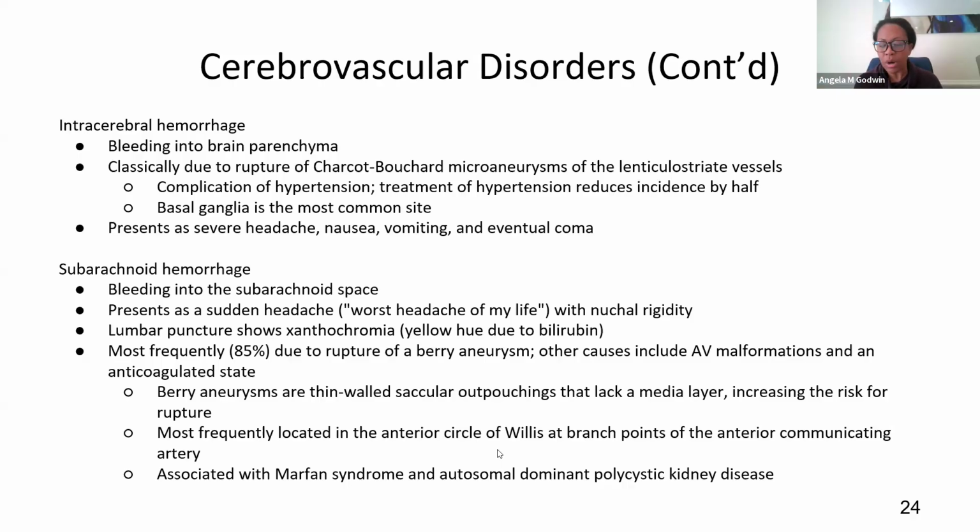It is also associated with Marfan syndrome. I think we talked about this a few weeks ago. People with Marfan syndrome usually have some sort of connective tissue disorder, which makes their connective tissue weaker, so they're more prone to outpouching. And people with autosomal dominant polycystic kidney disease, which is also part of this exam, are also prone to subarachnoid hemorrhage, which I think would be a good exam question.